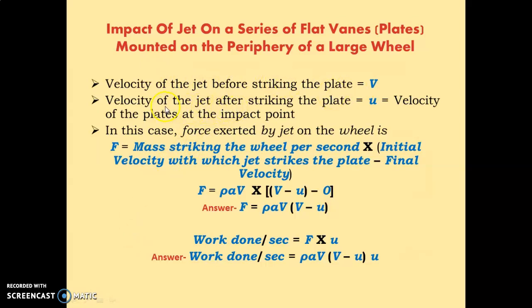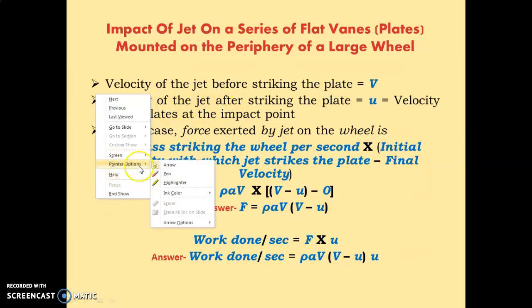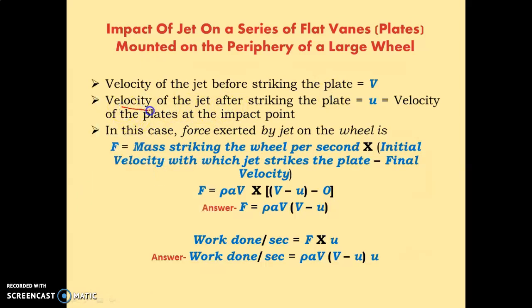The velocity of the jet before striking the plate is v. The velocity of the jet after striking the plate is u, which is nothing but the velocity of the plate at the impact point.